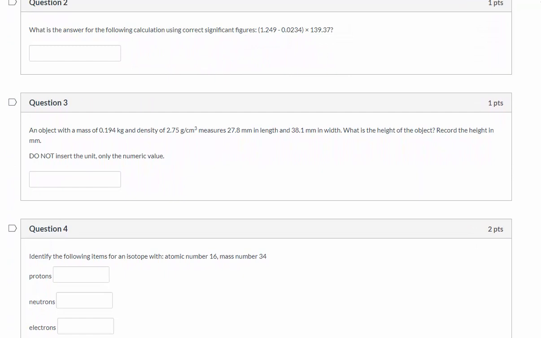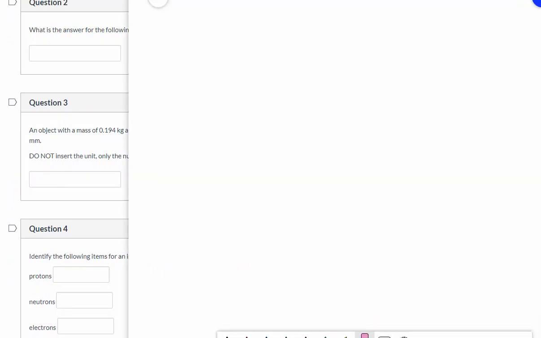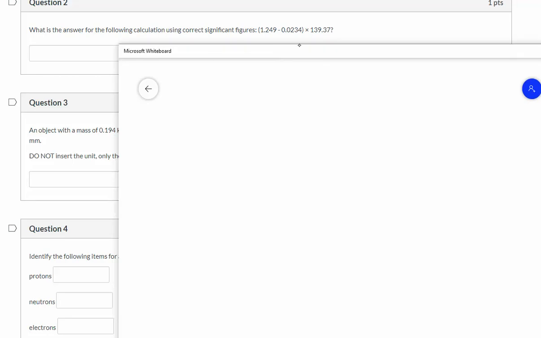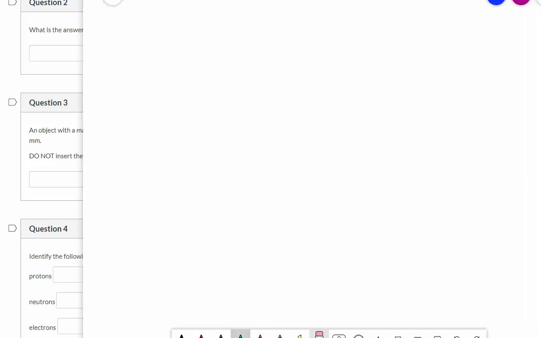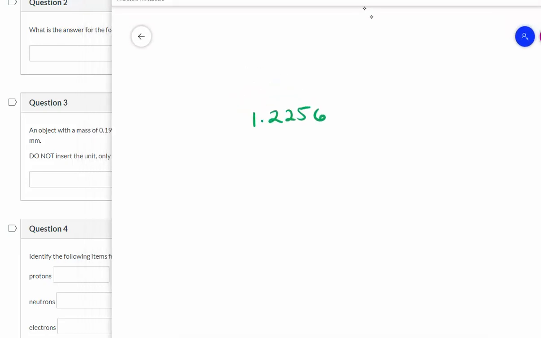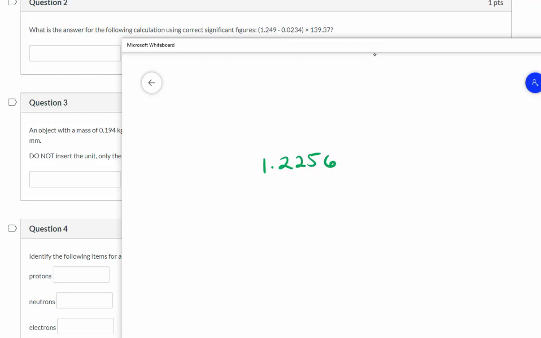Number 2, what is the answer for the following calculation using the correct significant figures? Well, to use the correct significant figures, we have to do what's in the parentheses first. So we're going to subtract 1.249 and 0.0234, and we'll get a value. And that value is 1.2256. But we need to be careful with that, because we need to make sure that we are maintaining appropriate significant digits.